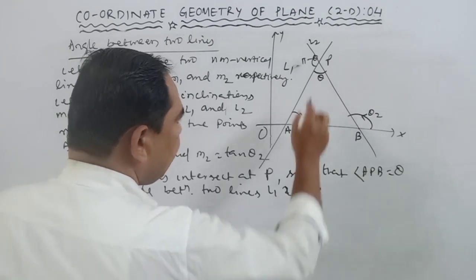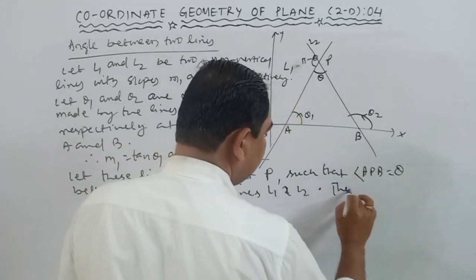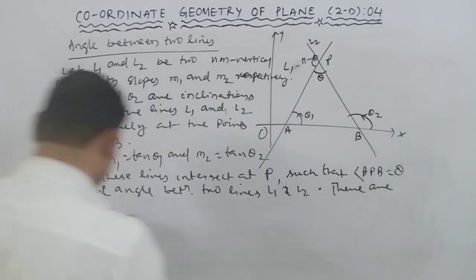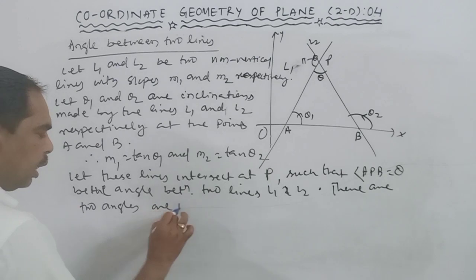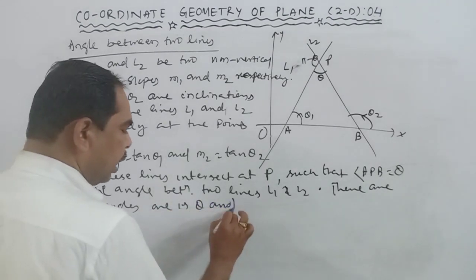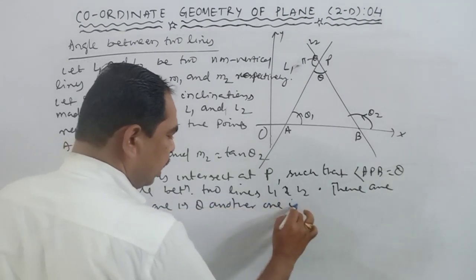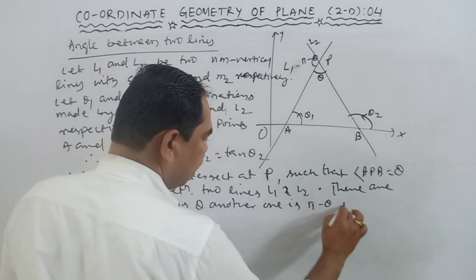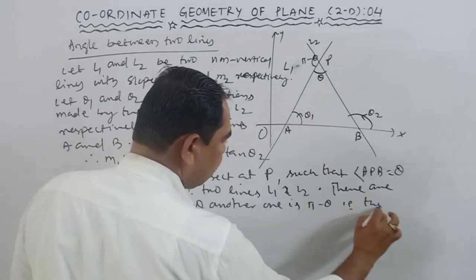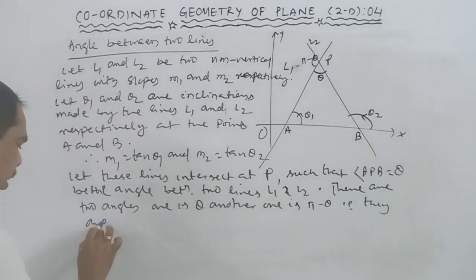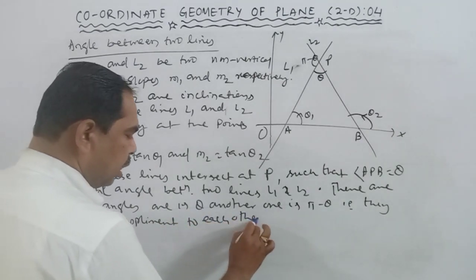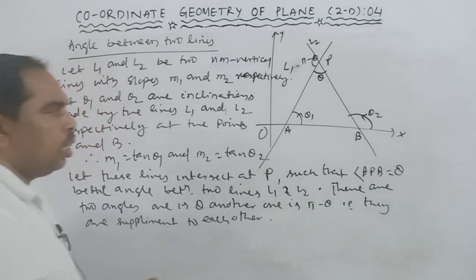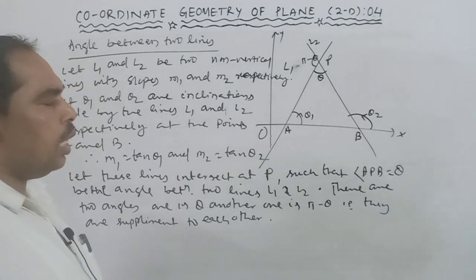So there are two angles. One is theta, another one is pi minus theta. That is, they are supplementary to each other. Then we need to find the angle theta.